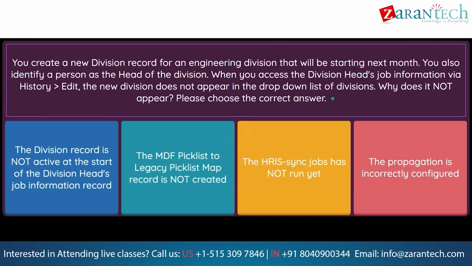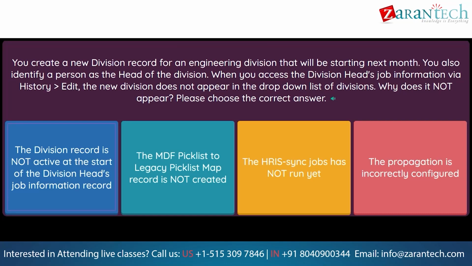Question: you create a new division record for an engineering division that will be starting next month. You also identify a person as the head of the division. When you access the division head's job information via history edit, the new division does not appear in the drop-down list of divisions. Why does it not appear? Please choose the correct answer.